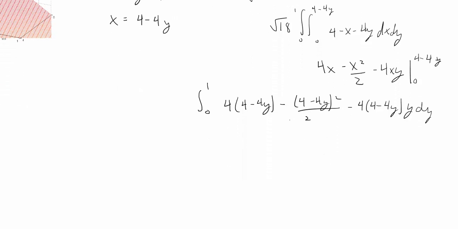I won't bore you with this single integral, but you basically distribute, expand this binomial, and then distribute and simplify. And also don't forget that there's a square root of 18 in the front. So the integral part will give you 8 over 3, and that's times the square root of 18, and that's your final answer.